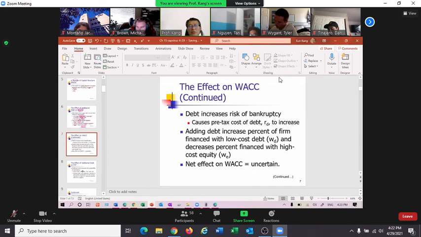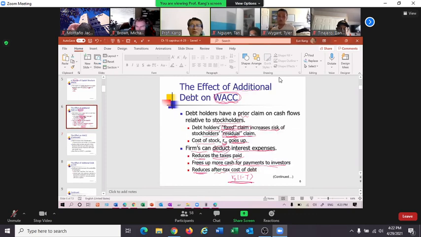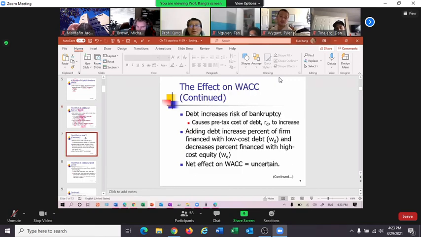So that is the good side of debt, right? Risk goes up is the bad side, but reduced after-tax cost of debt is the good side. Then what? That increases the risk of bankruptcy. So that causes the pre-tax cost of debt, RD, to increase. So that is a negative effect, right?